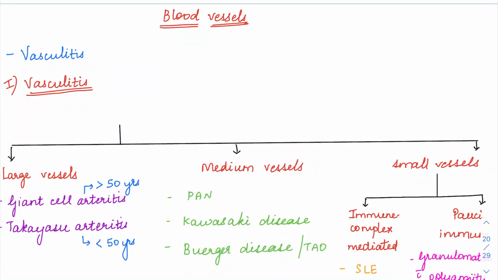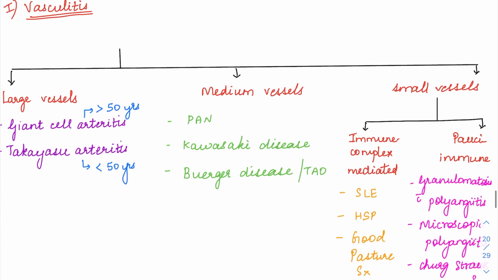So now we'll see about blood vessels. Under blood vessels, vasculitis is the most important chapter for MCQs. So what is vasculitis? As the name suggests, it is inflammation of the blood vessels.